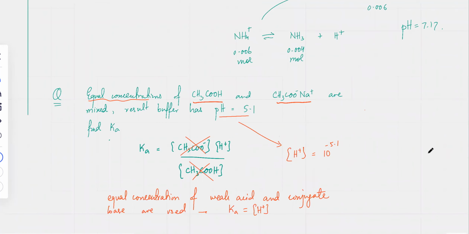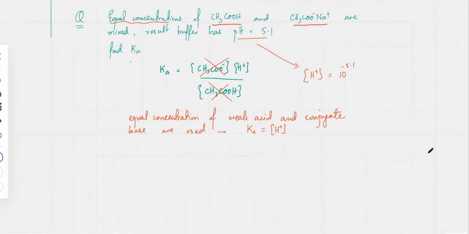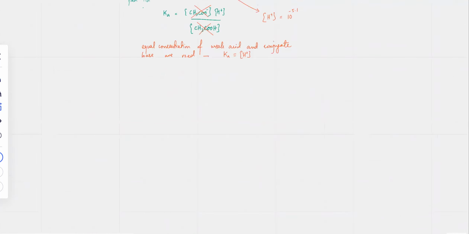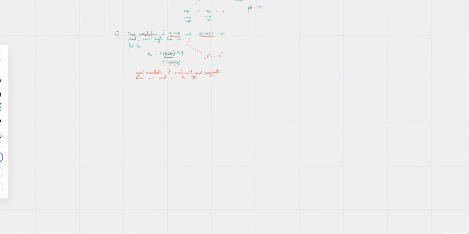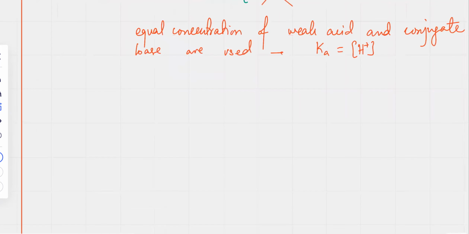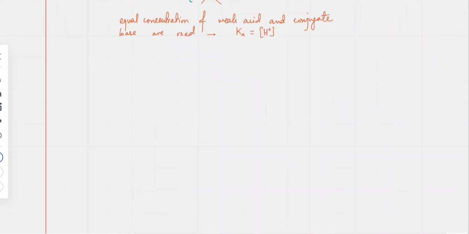Now, I'm going to do just one more question similar to this, where we're going to try and find the pH of these solutions. So let's try and do another question. Let's practice more questions.